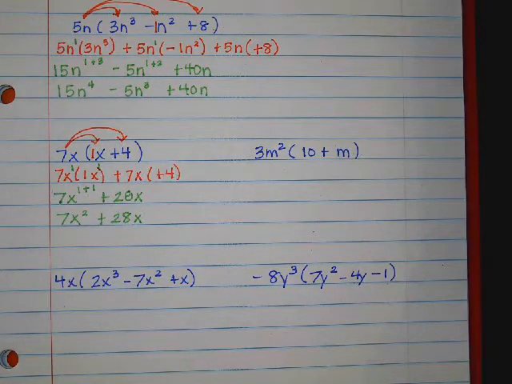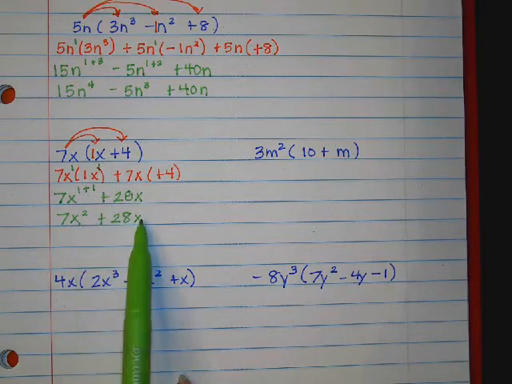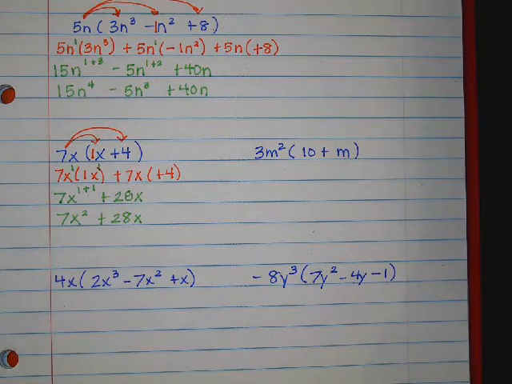And we check to see if it's in standard form, of which it is. Degree of 2, degree of 1, so it's going down. Alright, we're going to go ahead and move on to the next one.